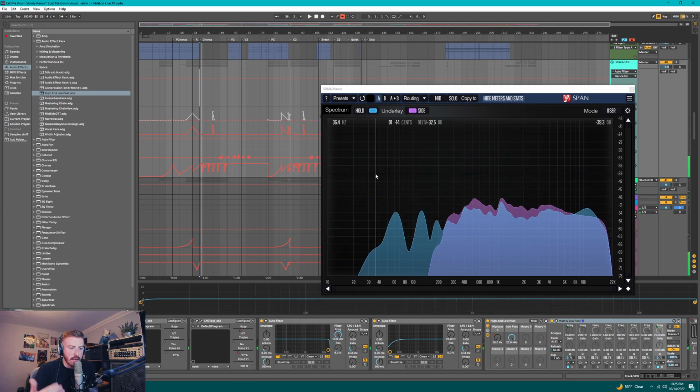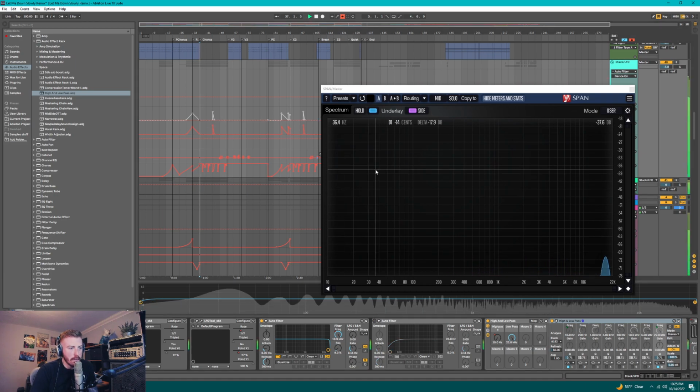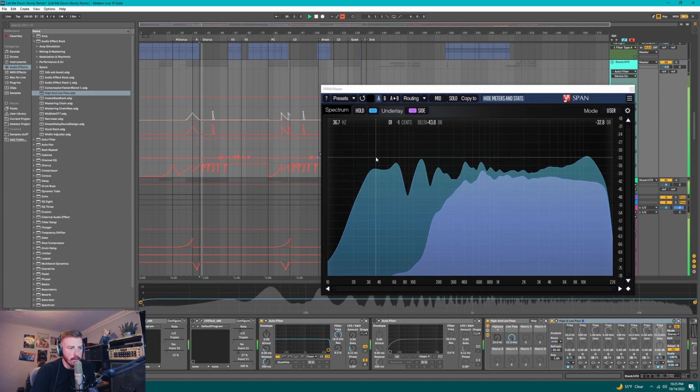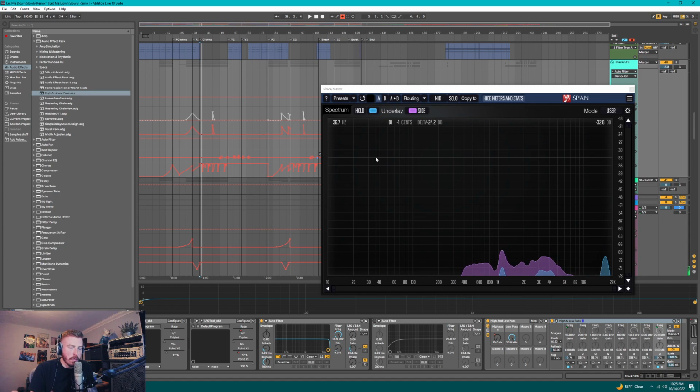So the lowest note of the sub is hitting about negative 39 decibels. Now if we take off auto filter, it hits at about negative 32, 33 decibels, which is a 6 decibel difference, which is fairly substantial, especially when you're looking at your low end.